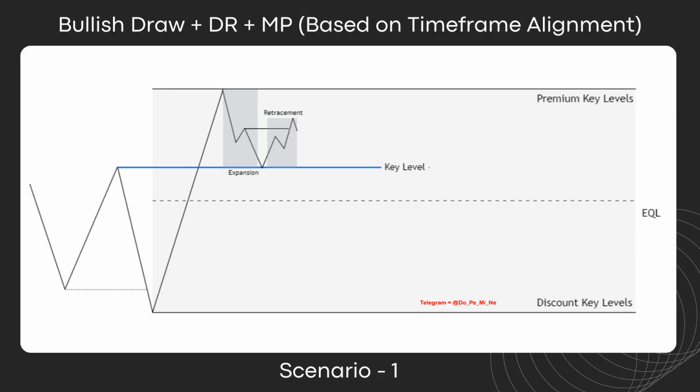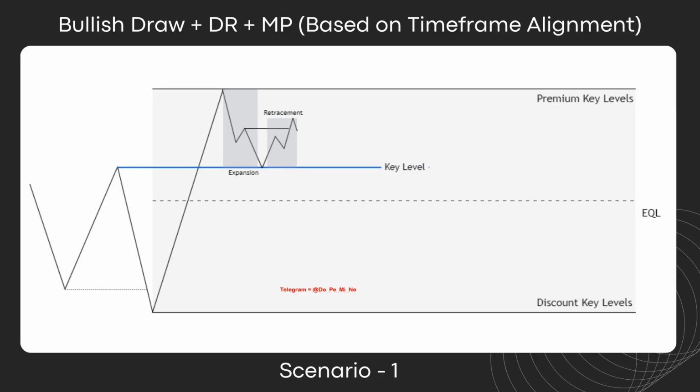Now dividing this whole range into two halves gives us a discount and a premium, right? And there are different key levels inside of this whole range, both in the discount and the premium, and these key levels inside both regions will be classified accordingly. Now remember what I told you before about market profiles and dealing ranges, right?